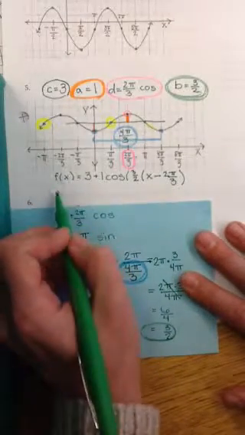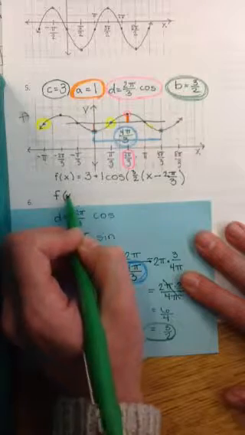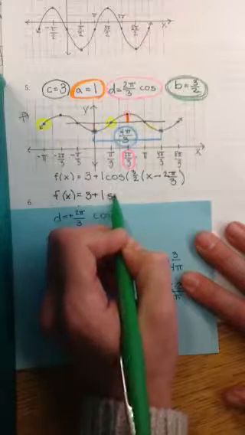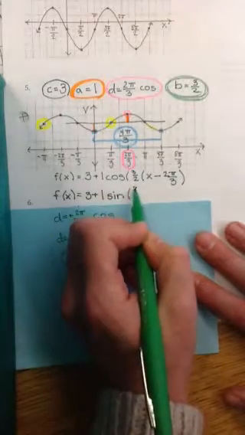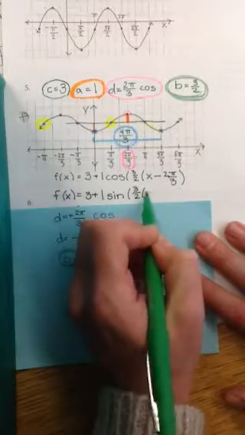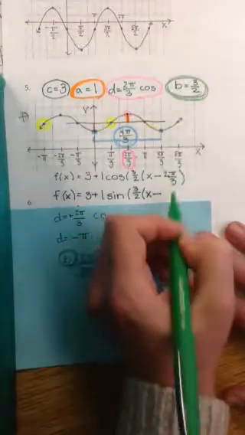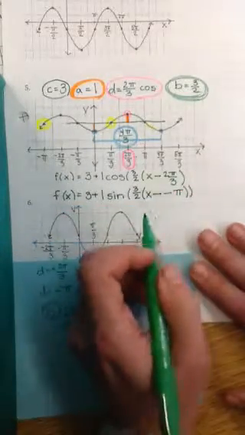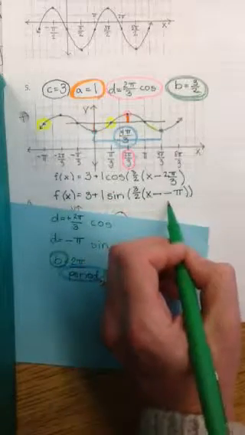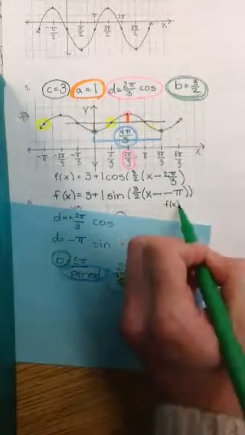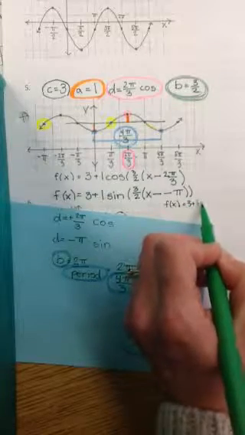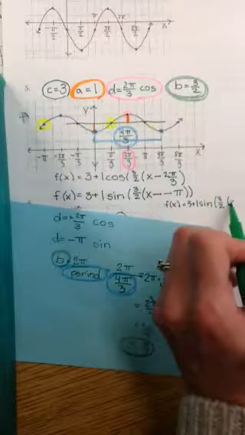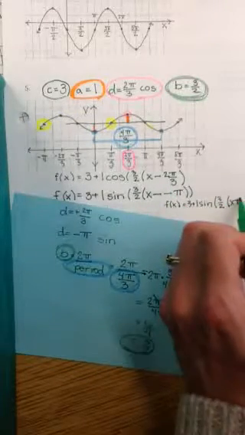I'm not going to do that, but I am going to show you what it looks like with sine. So my C is the same, my A is the same. I'm doing sine. My period is the same. x minus negative pi. So I am going to simplify this because we don't like that. If I simplify, f of x equals 3 plus 1 sine 3/2 x plus pi, because 2 minuses make a plus.